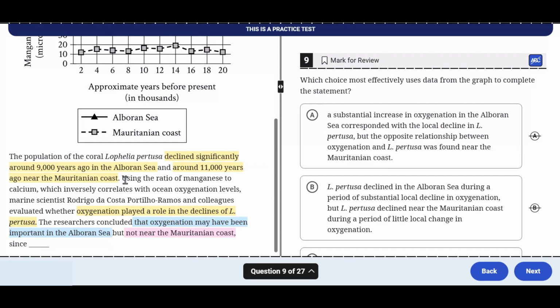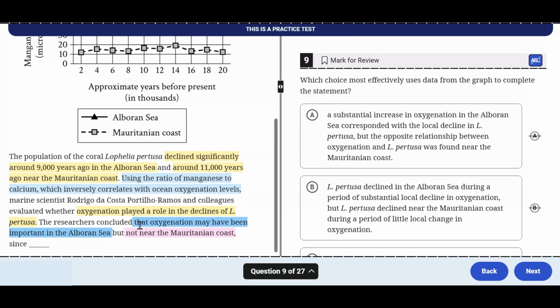And again, here are some variables up here saying the ratio of manganese to calcium correlates inversely with ocean oxygenation levels. So let me use a different highlighting color for that. That would mean that a higher ratio of manganese to calcium would mean a lower amount of ocean oxygenation, or vice versa. So let's go ahead and look at the passage or the graph.